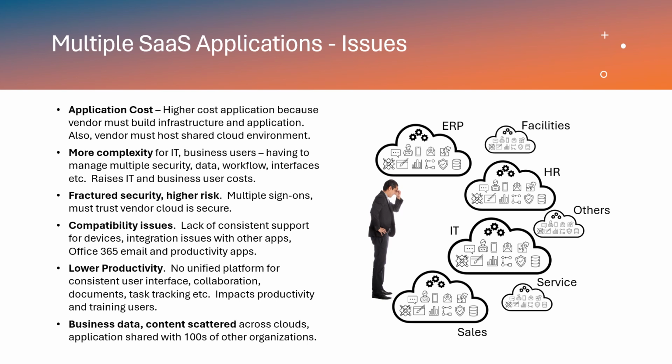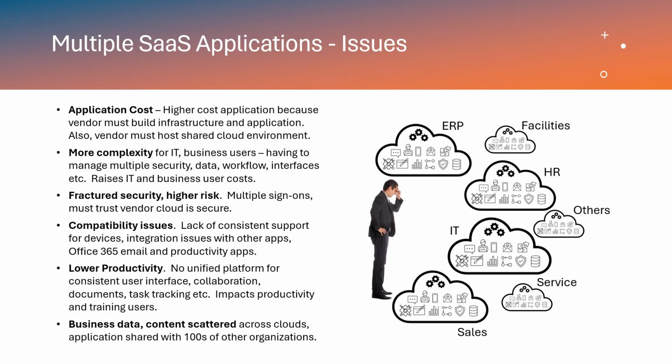If we take a look at a lot of the hacking and things that have gone on, it's not been with a large organization like Microsoft, it's been with smaller vendor clouds. There's compatibility issues. How do you integrate data across these different applications? And also inconsistent support for mobile devices and other devices as well. And how do you integrate with some of your productivity apps like Office 365 email and Teams and chat and all of that?